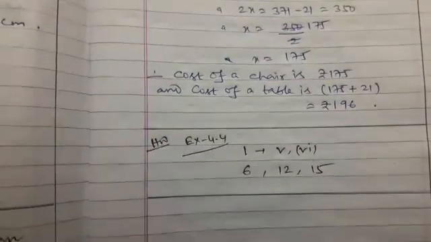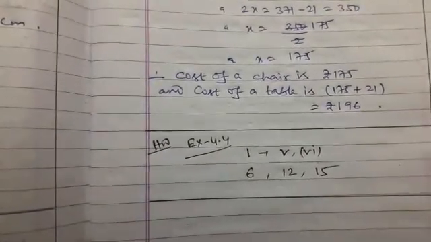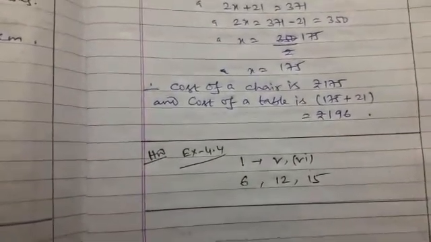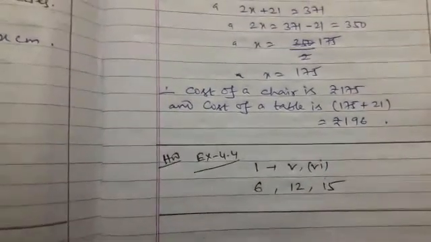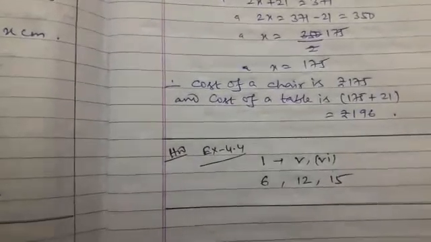From exercise 4.4, your homework is 5 and 6 of 1, and then 6, 12 and 15. Here your chapter ends. So that's all for today.